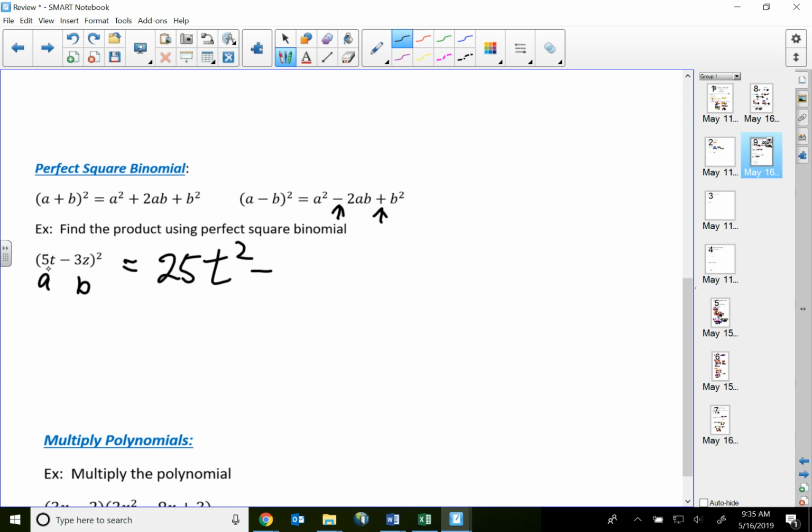2 times 5 is 10. 10 times 3 is 30. t times z is tz, right? 2 times 5t is 10t. 10t times 3z is 30tz. And the next sign is positive. My b is 3z, whole thing squared. So 3 squared, z squared, that'll be 9z squared.